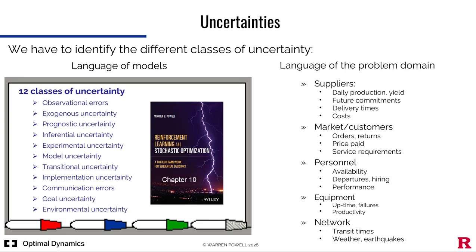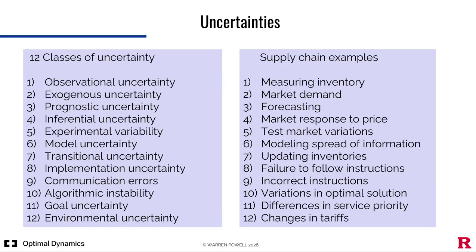My contribution is I have a chapter in one of my books where I identify 12 classes of uncertainty. Now, these classes have nothing to do with any problem domain. It has everything to do with modeling. So it applies to any problem. Now, what you have to do is list these 12 classes of uncertainty and then apply them to whatever your problem domain is. So if you're in a supply chain setting, I took each of the 12 classes and then found one example, because often you're going to have multiple examples when you have something complicated like a supply chain.